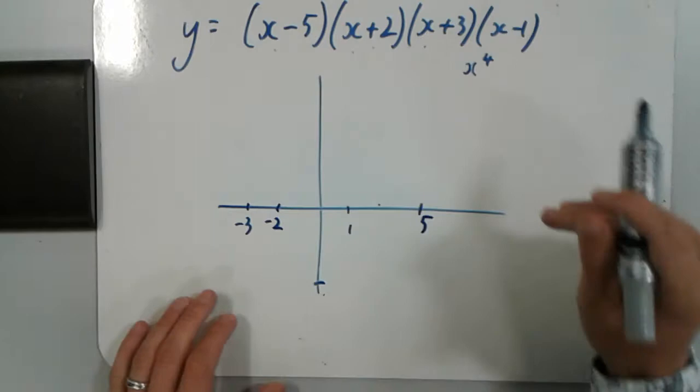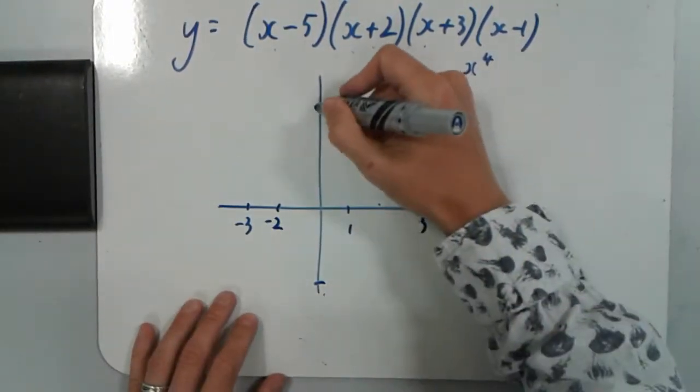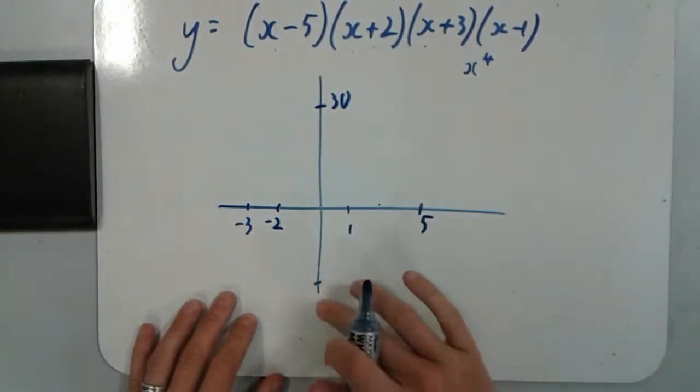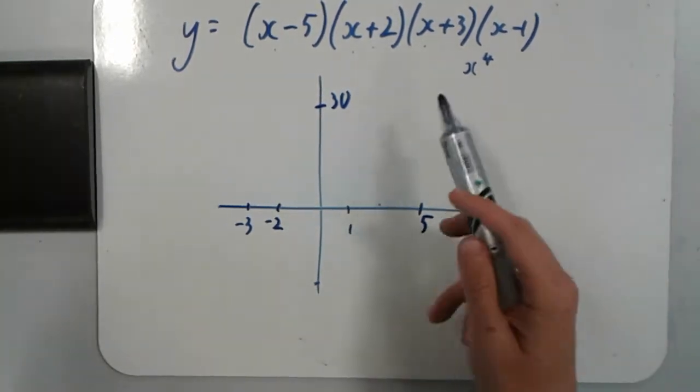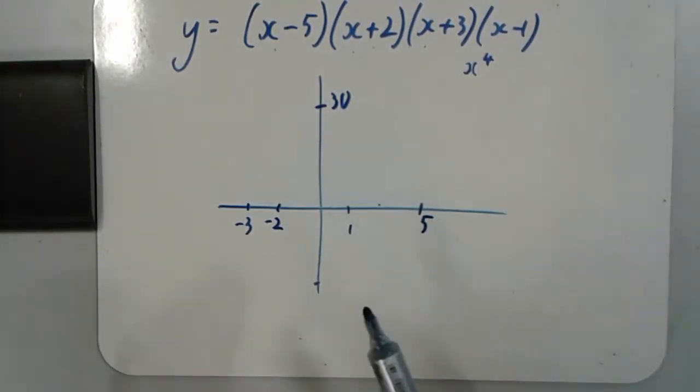Sorry, and then I forgot the 1. Times minus 1 gives us positive 30. Okay. Everyone makes mistakes. We'll talk about how we could have spotted that mistake in just a second.